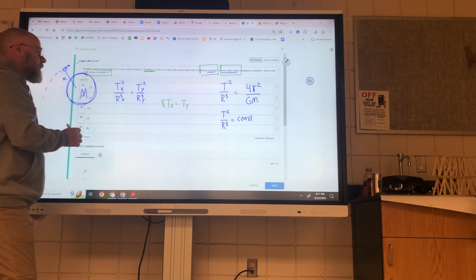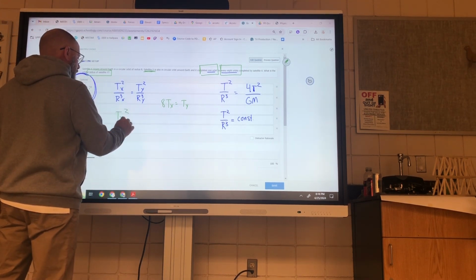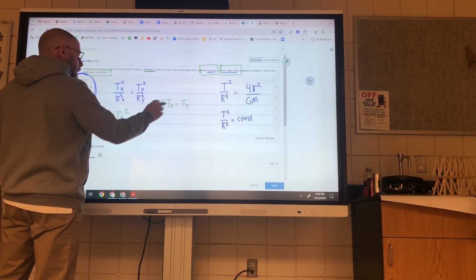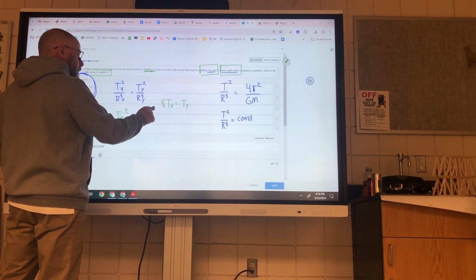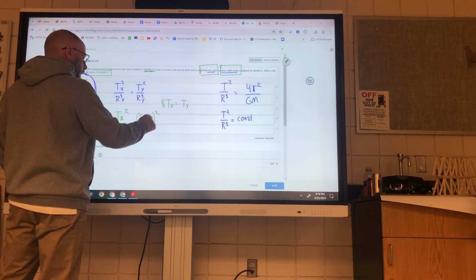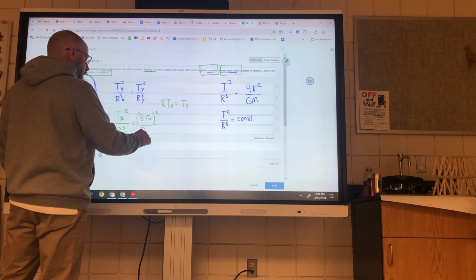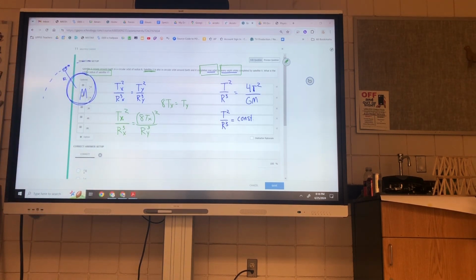Now, can we substitute in? We can. Let's do it. So I have tx squared over rx cubed is equal to, now I'm going to substitute this in here, but don't make Charles' mistake. We've got to substitute the whole thing. This is 8tx squared over ry cubed. Cool? You like it? Or no?